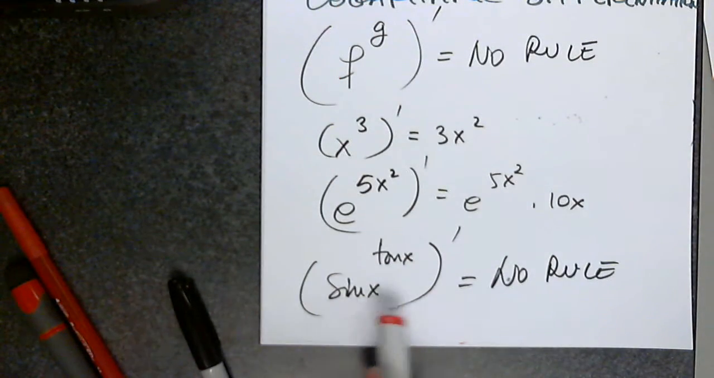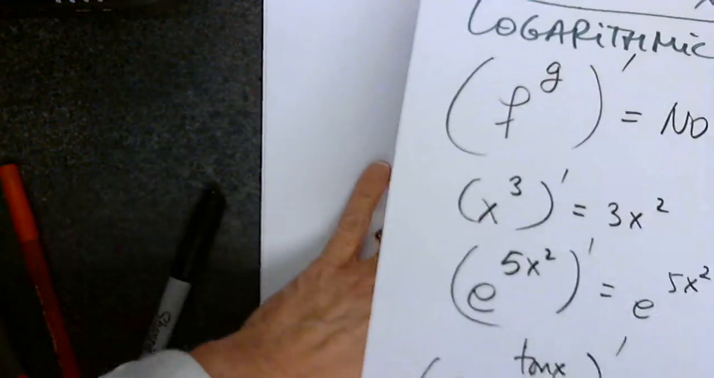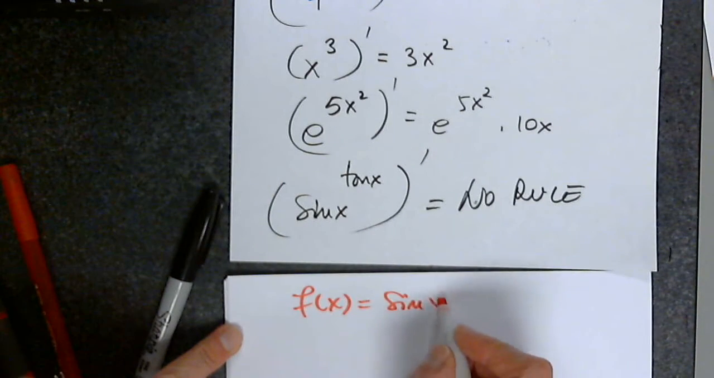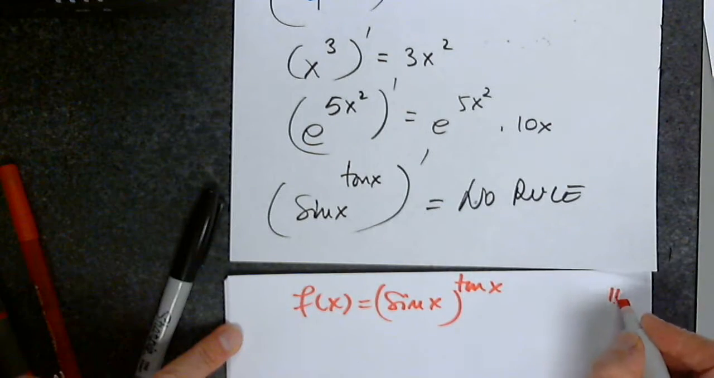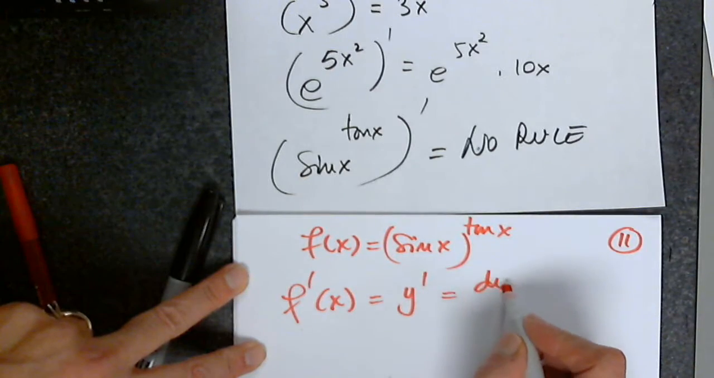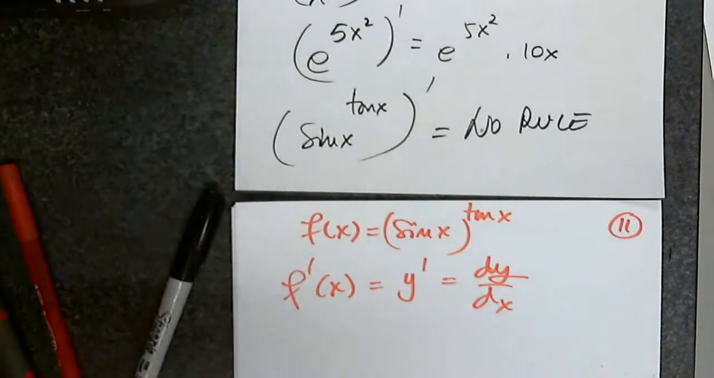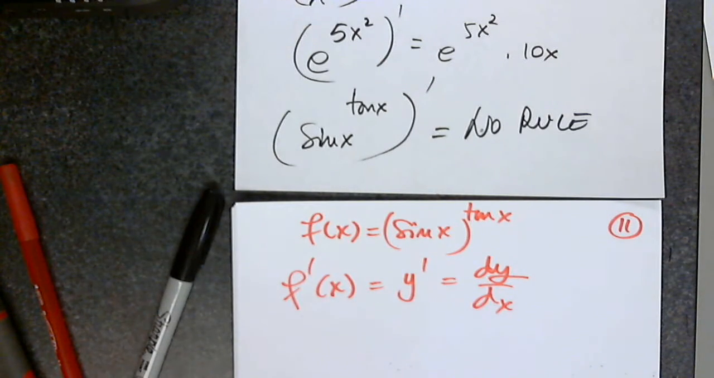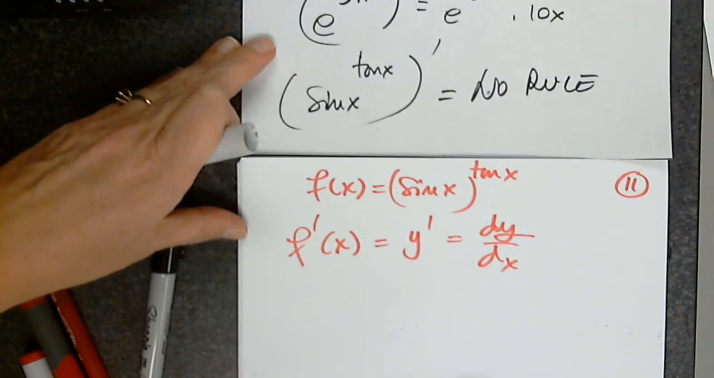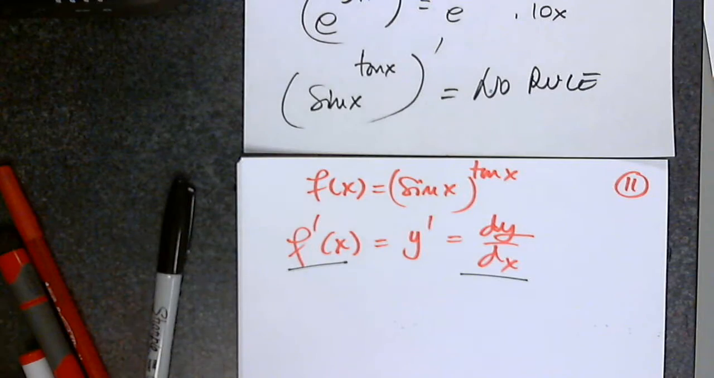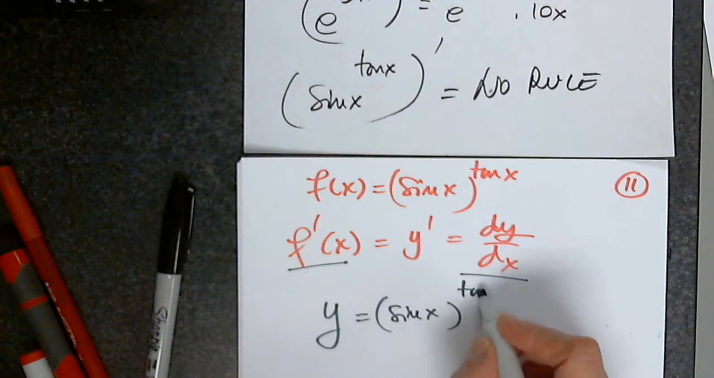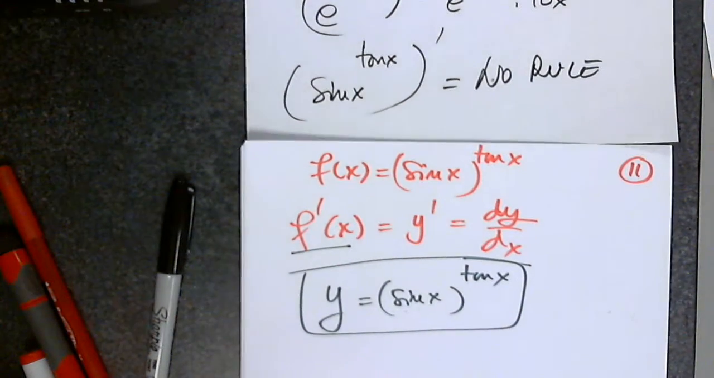So I have only one way of dealing with this. Our function is f of x equals sine x raised to the power tangent x, and we want to find f prime of x, or y prime, or dy over dx. And I know what Tony is going to say next. He's going to say, you're just playing with us. No, I'm not. But I'm going to use y right now. I'm going to say y or f of x are the same, so I'm going to use this notation. It's still our function f of x.